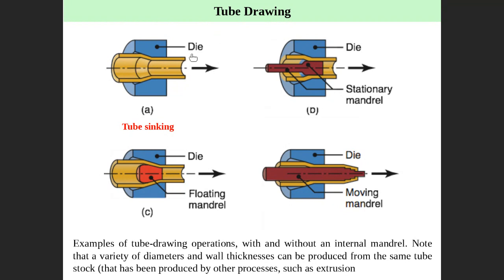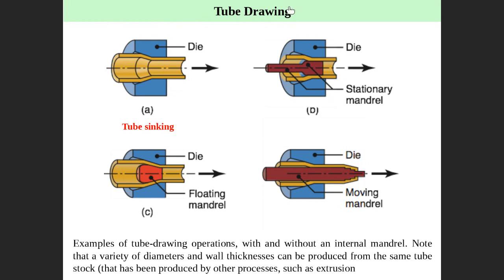Actually, in the case of tube drawing, you cannot simply make the drawing unless you put what we call a mandrel inside. The mandrel is very important, because it maintains the internal dimension so it does not collapse. Otherwise, the internal dimension will be destroyed. You cannot draw a hollow tube unless you put a mandrel inside to maintain the internal dimensions. This one we call a stationary mandrel.